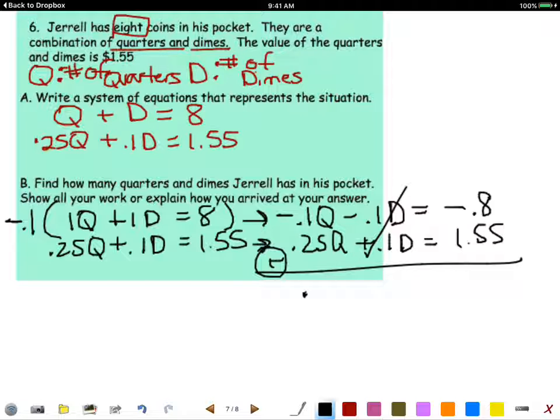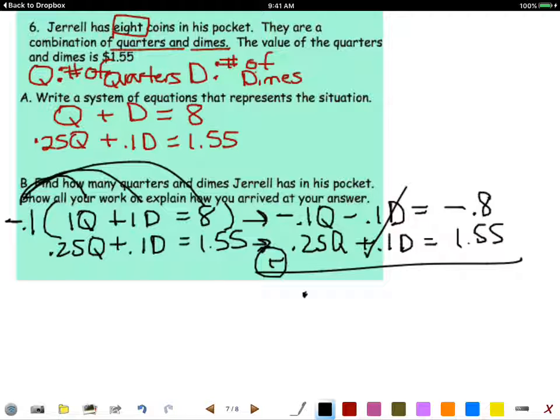On the first one where it was just Q plus D, how did you go from being just a 1D to a 1D? Because we distributed this. When we decided to multiply by negative 0.1 so that our D's would eliminate. I didn't see that the number we multiplied by was 1. Yeah, that's okay.